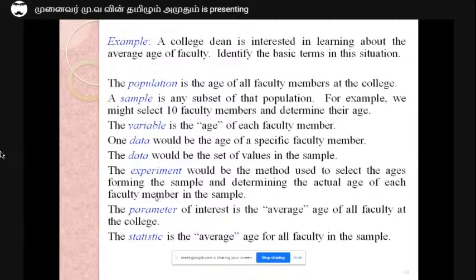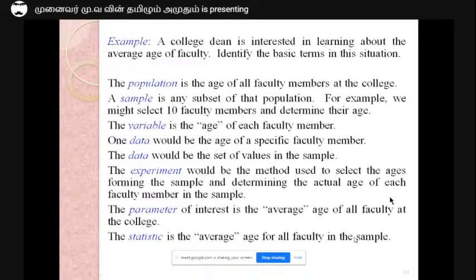And in plural, the data would be the set of values in the sample. The experiment is how we are getting the information, that is age, from the faculty members. During entry itself we are getting the data, or some other way, such as a questionnaire or a form given for circulation. That is said to be an experiment. How we are getting the data is the experiment. The parameter is the interest in the average age of all the faculty at the college. Here, the college dean is interested in learning about the average age, therefore that is said to be the parameter. The statistic is the average age of the faculty in the sample.